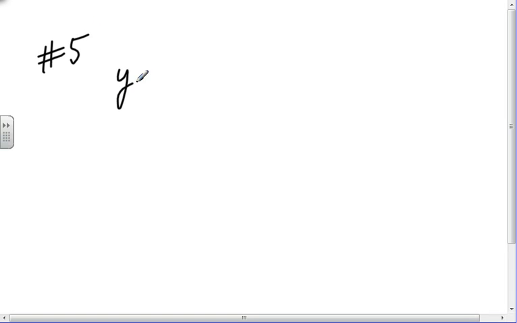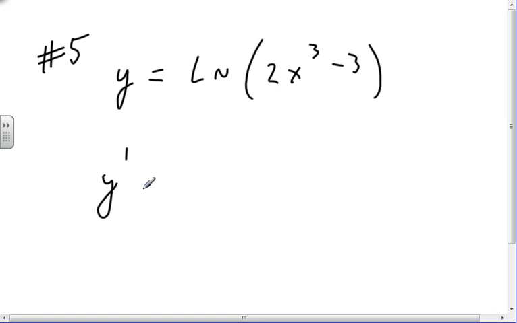Y is equal to natural log. Okay, so now we have natural log things. So this is going to be better. 2x cubed minus 3. So y prime is going to be something over 2x cubed minus 3. And what goes on top is the derivative of that, which is going to be 6x squared.